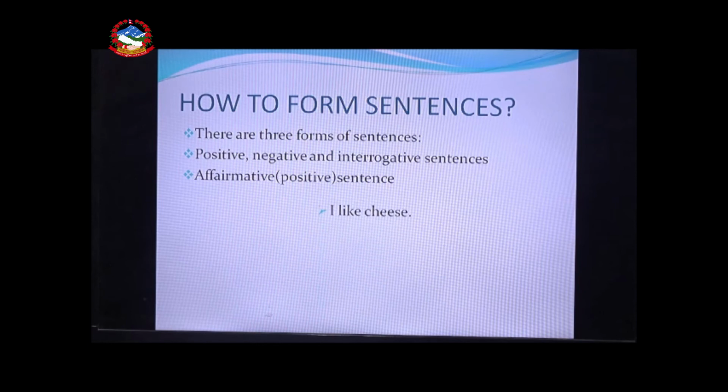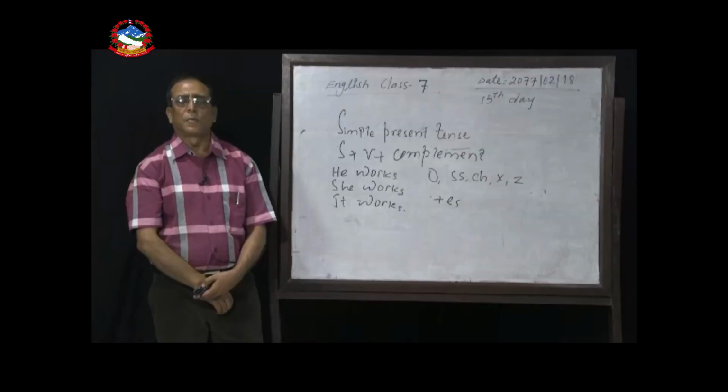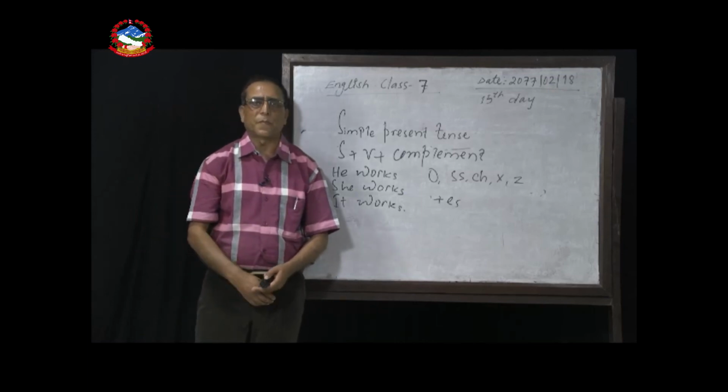Now, how to form a sentence? You have to be clear how to form a sentence in simple present tense. Especially there are three forms of sentences. The first one positive, second one negative, and third one is interrogative sentences. Then how do we form these? First of all, affirmative or positive sentence.